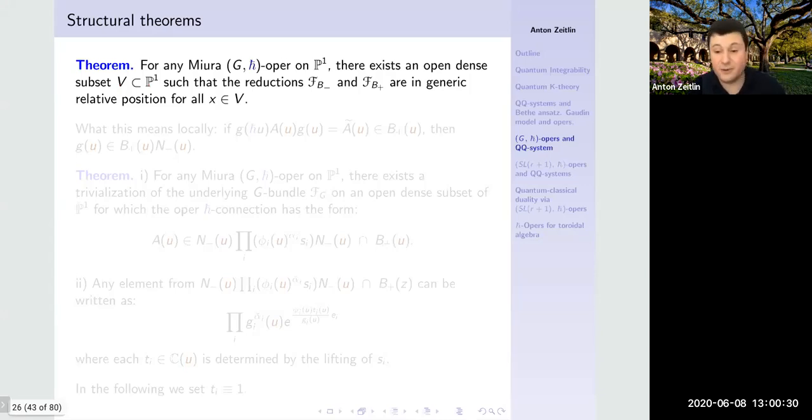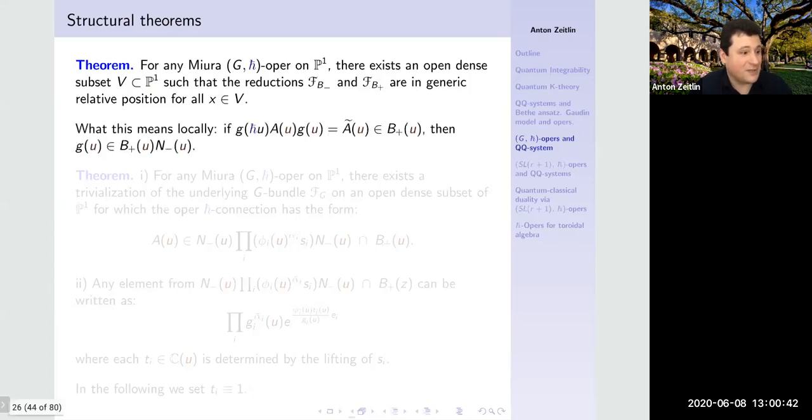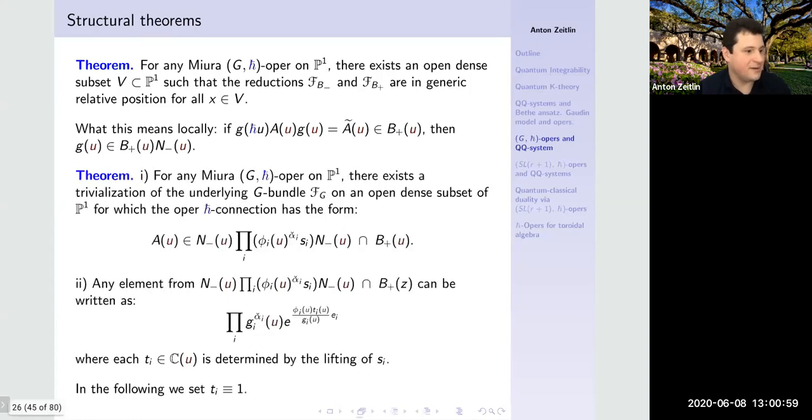Here is the first of the structural theorems for Miura H-opers. It turns out that there is an open dense subset where the reductions are in generic relative position. What this corresponds to is that there is an element g of U, sitting in the biggest cell, which will bring our connection to the B plus form. This first point is an immediate consequence of what I just said.